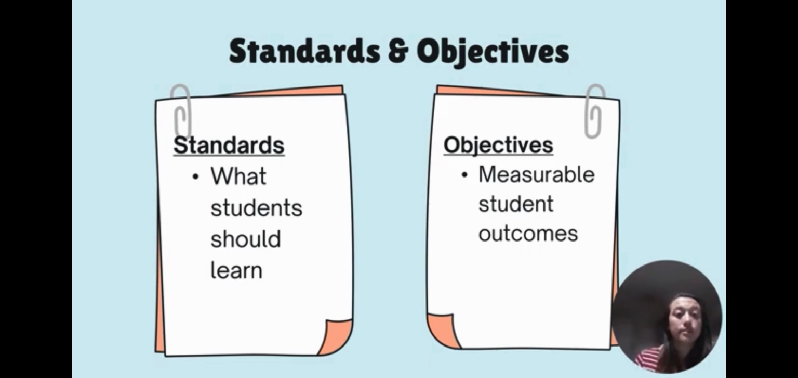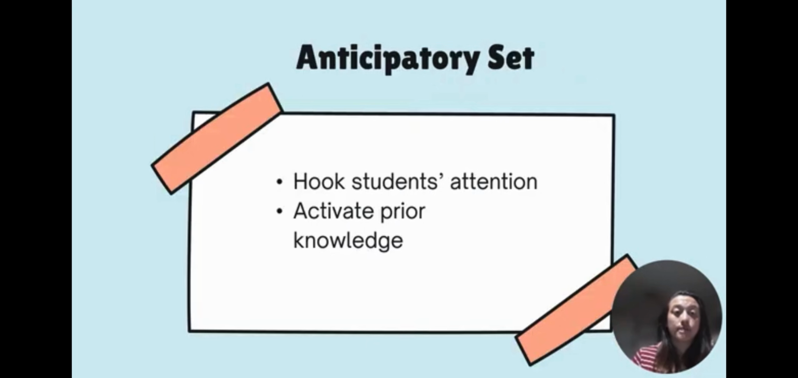Standards and objectives. Standards define what students are expected to learn and guide the entire lesson. Objectives clearly state what students will be able to do. These should be specific, measurable, and align with the standards.